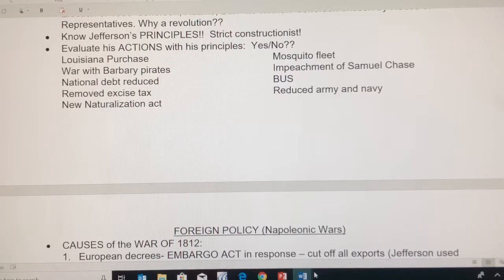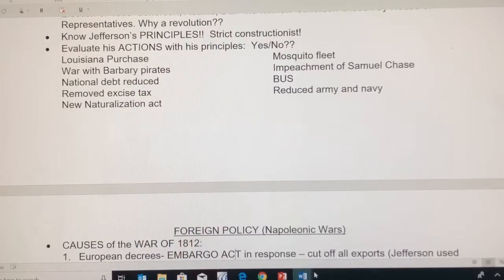We're going to see he reduces the national debt, which is consistent with his ideas. He removes the excise tax, which harmed the farmers, but that's going to keep the government from depleting the revenue it would have gotten from the excise tax. So that's consistent and inconsistent. He will reduce the required years of residency for becoming a citizen from 14 to 5 with the new Naturalization Act, consistent because that's enfranchising more people. He will shrink the size of our Navy with the Mosquito Fleet. Again, when we get involved in the War of 1812, that kind of bites the U.S. in the rear.